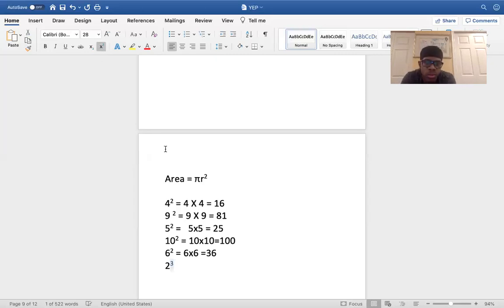Now, let's say if we had 2 cubed, or 2 to the 3rd power, that's letting us know that it's 2 times 2 times 2. So it's just letting you know how many times the number is multiplying by itself. So 2 cubed is going to give us 8. Yeah, 4 times 2 is 8. Awesome. But for area, all we need to know is that it's pi times radius squared.